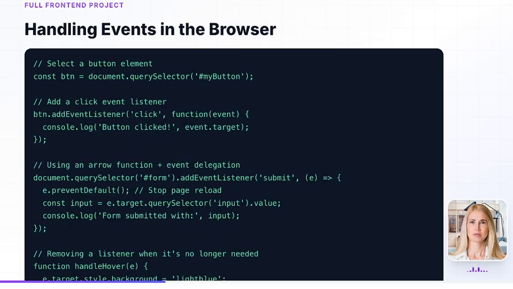Event handling is how your UI reacts to user actions like clicks, key presses, and form submissions. We attach listeners with addEventListener, use the event object to access details like the target element, and call preventDefault to override default browser behavior. Always remove listeners you no longer need to avoid memory leaks.